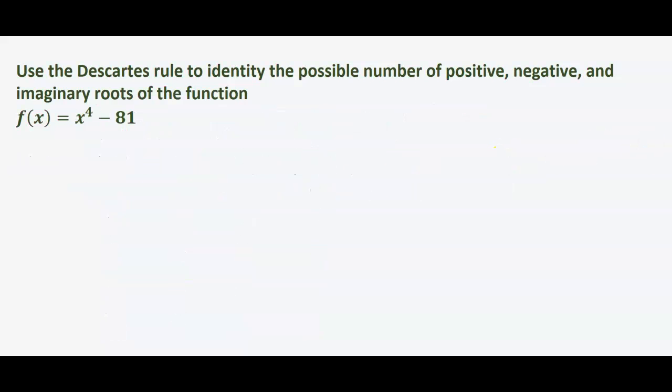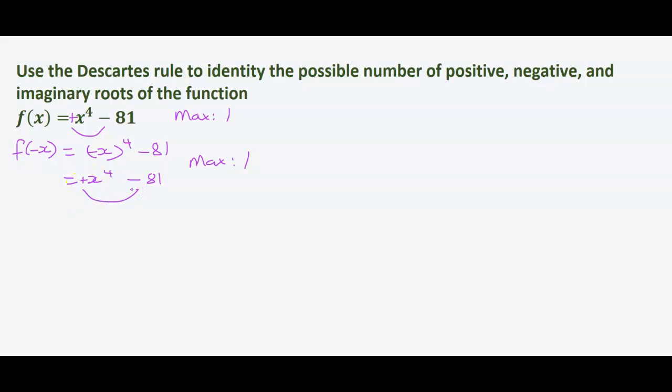And then let's go for one more example. Use Descartes' rule to identify the possible number of positive, negative, and imaginary roots of the function. So here we have positive right here, positive to negative, so we have 1. So your max here is going to be 1. And then f of negative x is going to be negative x to the 4th power minus 81. So it's going to be x to the 4th power minus 81. So your max here is also going to be 1 because we only have one sign change. So this is positive to negative. You have one sign change.